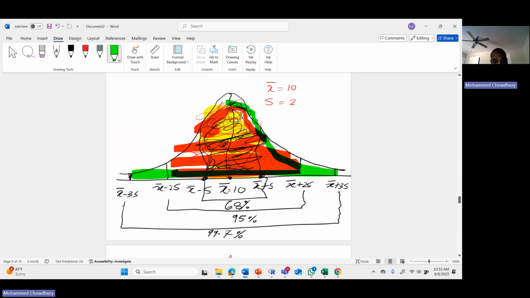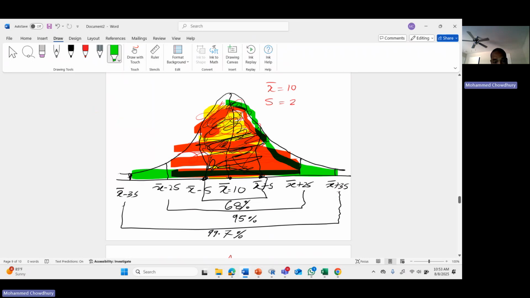Now the question is, I want to find it for, say, 2.3 standard deviations. So within x bar plus 1.7 standard deviations, what percentage of data fall? Or x bar plus 0.95 standard deviation. How can we find those things? That answer can be found using the normal distribution, which we are going to discuss in another class.